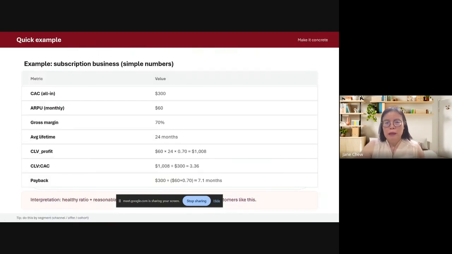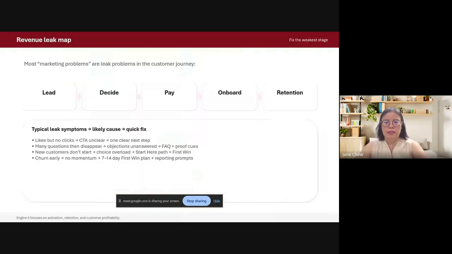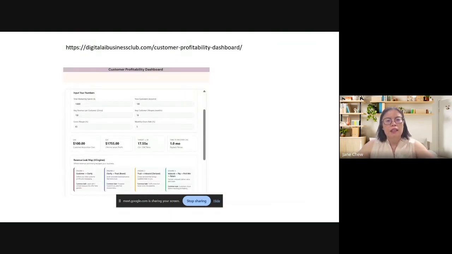So these are some of the numbers. You don't need to remember the formula, but just a rough idea that helps you design your business model and the customer journey. Okay, in our club, actually I have this customer profitability dashboard, a generic one.